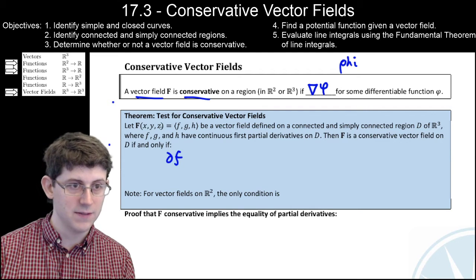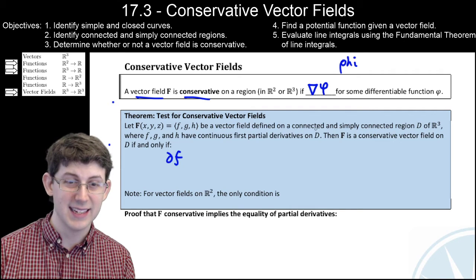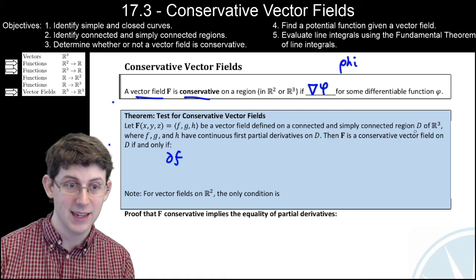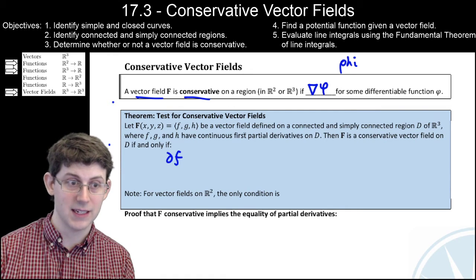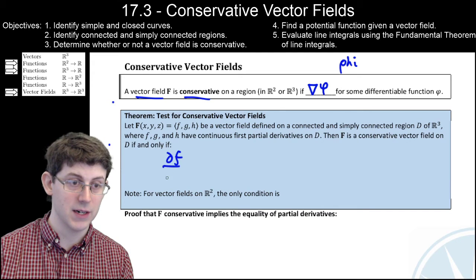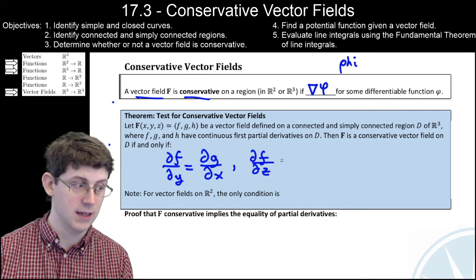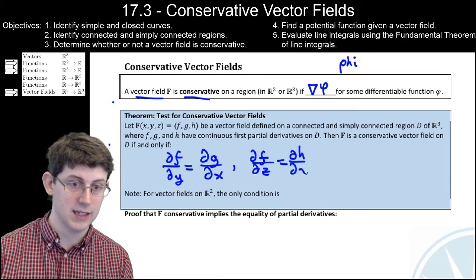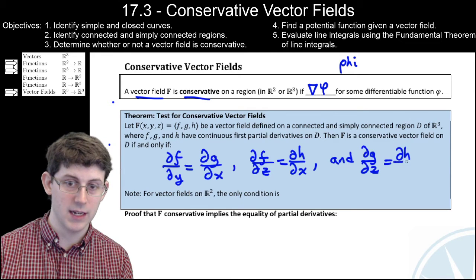If your vector field is F, G, H, and it's on a simply connected region, and they all have derivatives, then you can test whether your vector field is conservative by testing whether partial f partial y equals partial g partial x, partial f partial z equals partial h partial x, and partial g partial z equals partial h partial y.